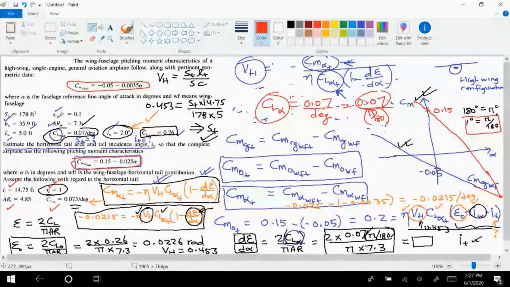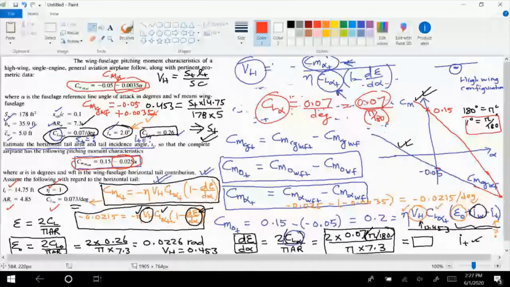What you can notice here, guys, is that the slope, Cm alpha, is a very small negative number. And here, in comparison, it is a bigger negative number. Now, you can imagine that instead of being negative, it could also have been positive. Maybe this Cm CG wing and fuselage could have given you minus 0.05 plus 0.0035 alpha.